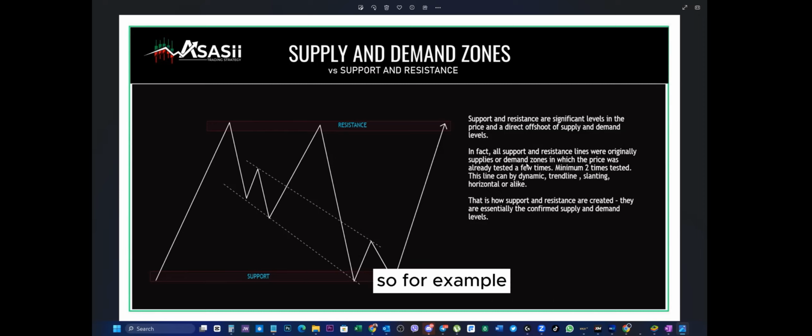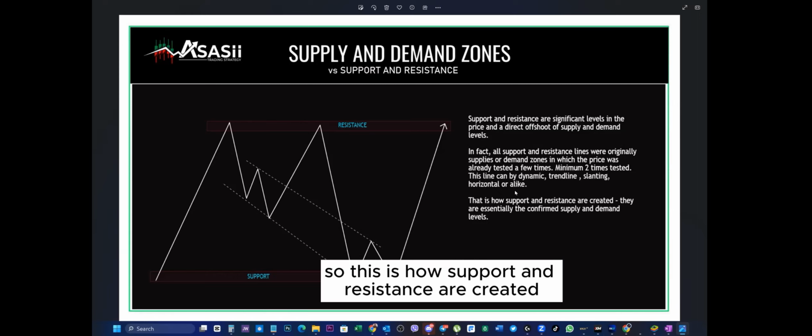Yes, there is. Support and resistance levels in price are the direct offshoot of supply and demand zones. In fact, all support and resistance lines were originally supply or demand zones in which the price was already tested a few times, minimum 2 times. They can be dynamic, trend line, slanting, horizontal, or alike. That is support and resistance. So this is how support and resistance are created.